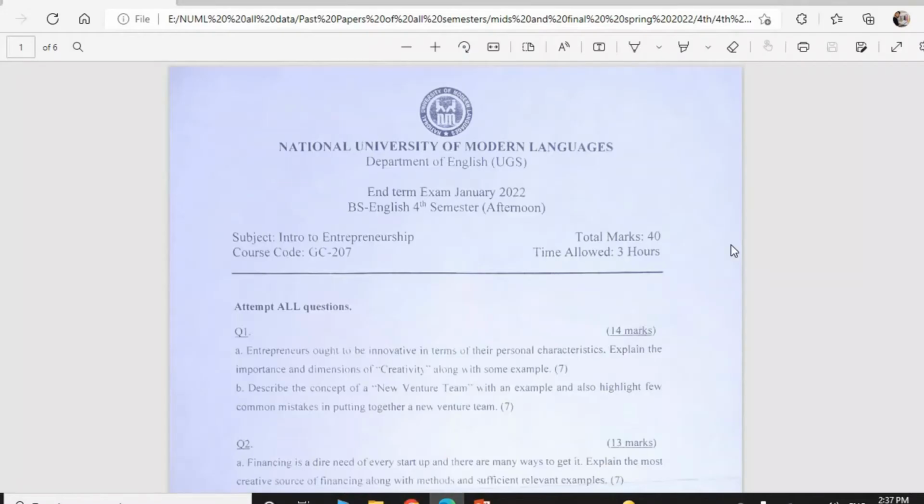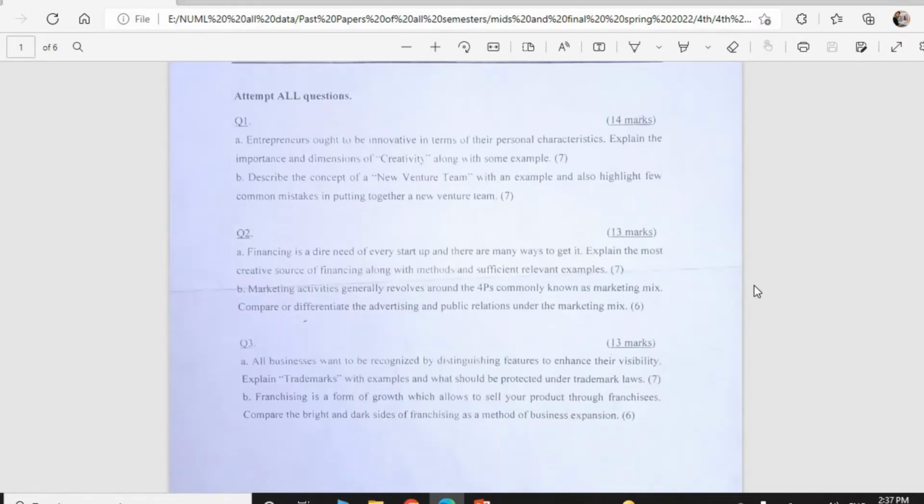And this is Introduction to Entrepreneurship. Most often, you might observe in your midterm as well, most of the questions get repeated, so just to prepare them. Question number 1: entrepreneurs ought to be innovative in terms of their personal characteristics. Explain the importance and dimensions of creativity along with examples. And part B is: describe the concept of new venture team with examples, and also highlight a few common mistakes in putting together a new venture team.